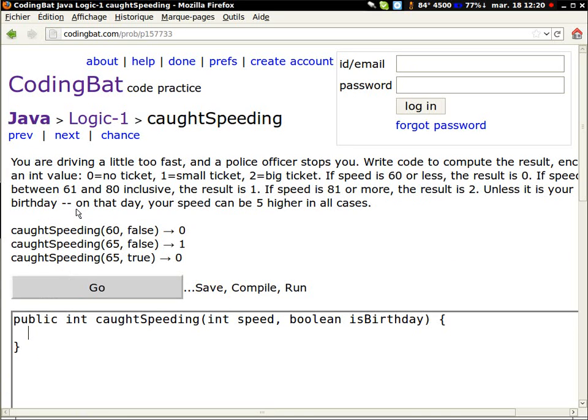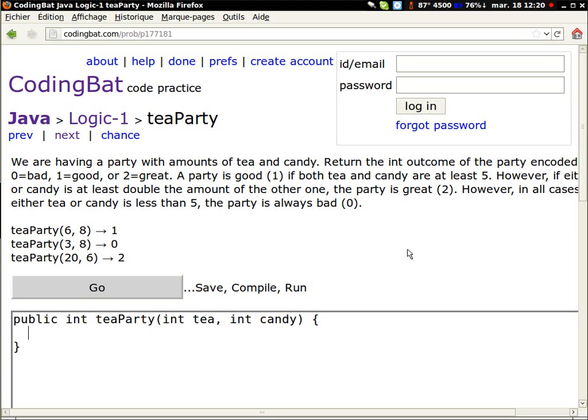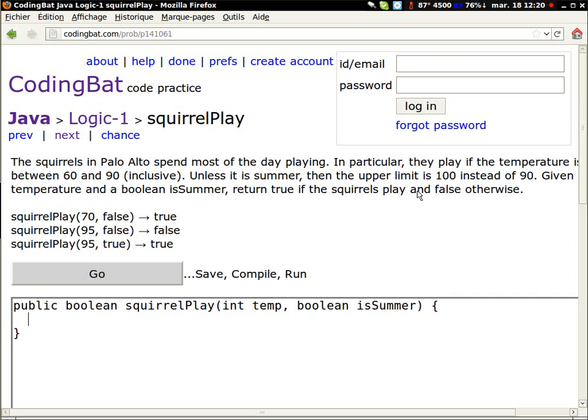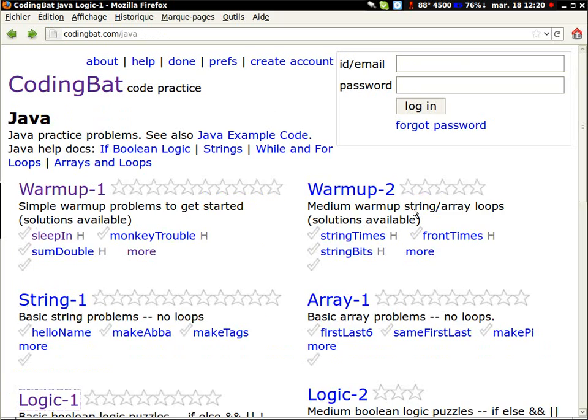Caught speeding. So whatever. It gives a little programming problem. We can read it. Tea party. Okay. So what the heck is squirrel play? Okay. So these are all pretty easy problems that you want to do.